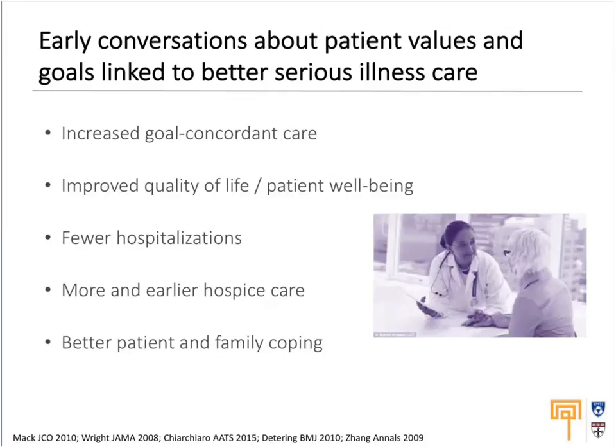So we know that earlier conversations about patients' values and goals are linked with better serious illness care. They have increased goal concordant care. That's really just a fancy term for saying, did patients get the kind of care that they want? If they said they wanted to die at home, did that happen? Do they have the quality of life that they want? How much time are they spending in the hospital? When do they enroll in hospice? Was it in the last few days of life, or did they have a longer stay in hospice? And better patient and family coping.